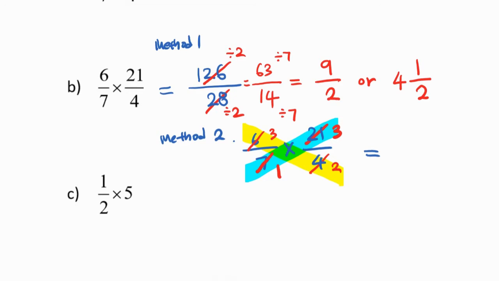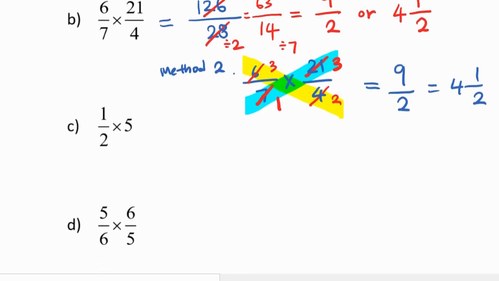Now we're going to multiply 3 and 3, top and top together, and bottom together, 1 and 2. So 3 times 3 is 9. 1 times 2 is 2. So the answer is 9 over 2, which is the same as method number 1. If you change it to a mixed number, that's 4 and 1 over 2. So there are two methods. All right.